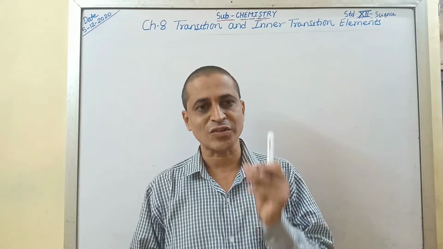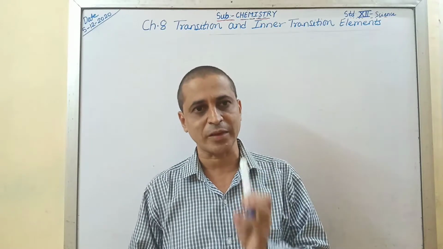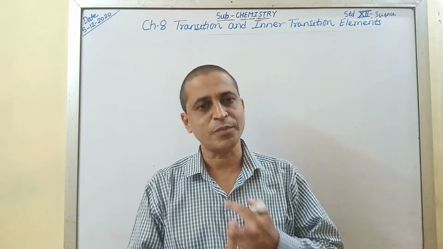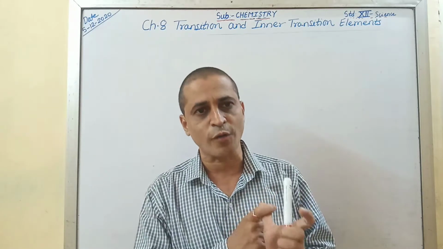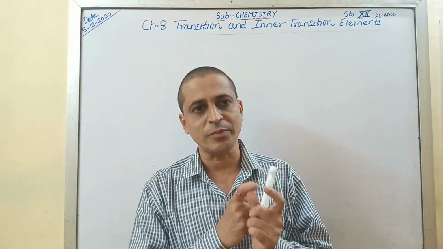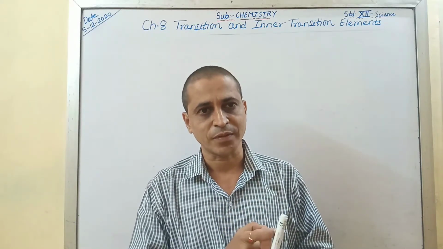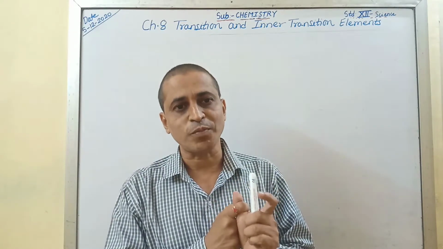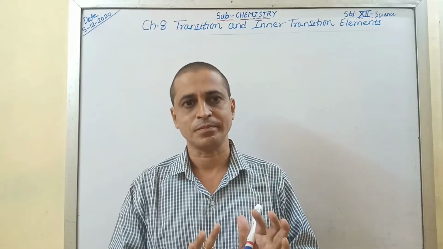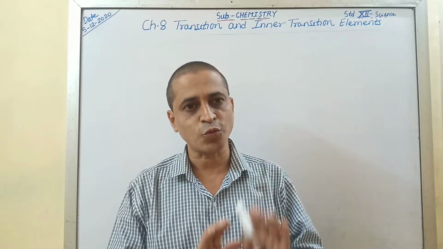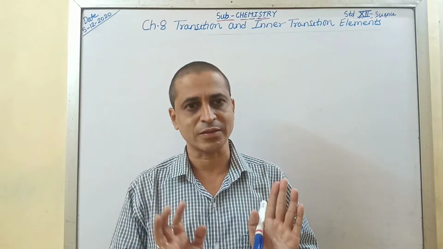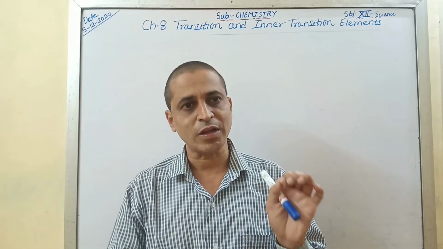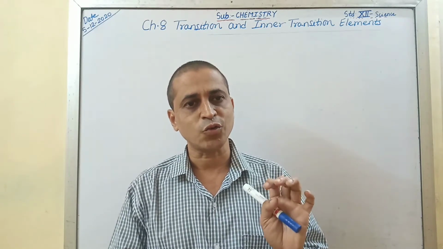In the previous lectures, we have started a very interesting chapter from inorganic chemistry, that is chapter number 8, transition and inner transition elements. We have studied the meaning of transition elements and inner transition elements. We have studied only meanings. Then we have also studied the position of d block elements in the modern periodic table. We also studied how to write electronic configuration for different elements. We also studied the abnormal electronic configuration of copper and chromium.